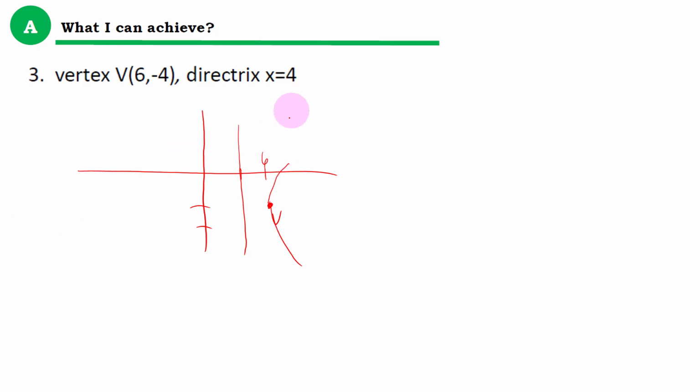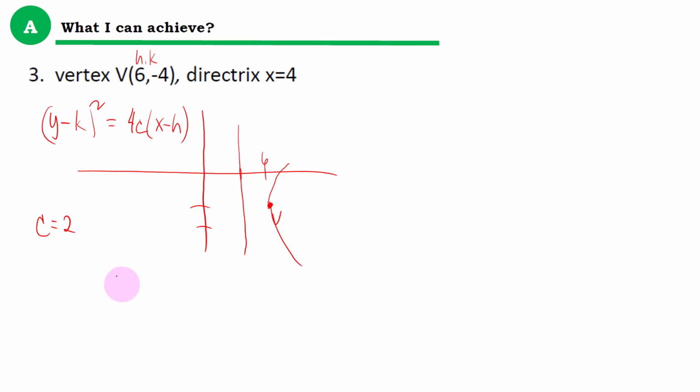Since we open to the right, let's find how far our vertex is from the directrix. If this is x equals 4, how far is 6 from 4? That's 2 units. Our c is 2. Then let's identify the equation. Since our vertex is at h, k and opens to the right, the equation will be y minus k quantity squared equals 4c times x minus h.